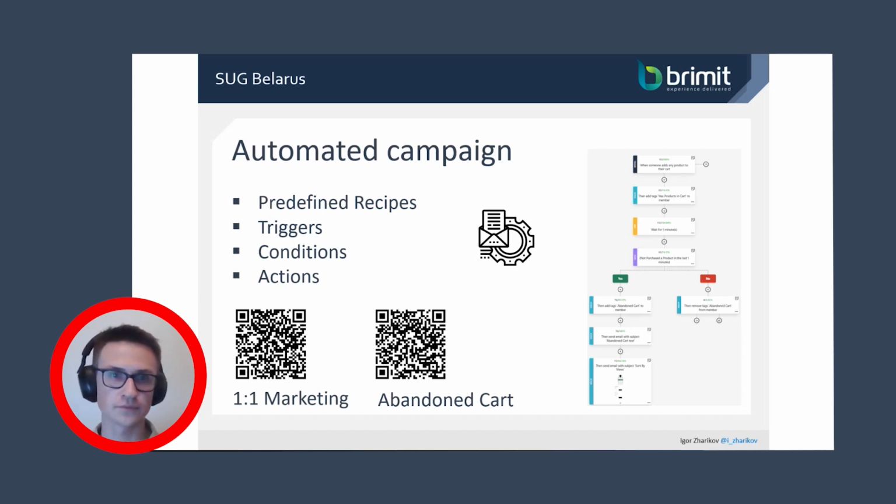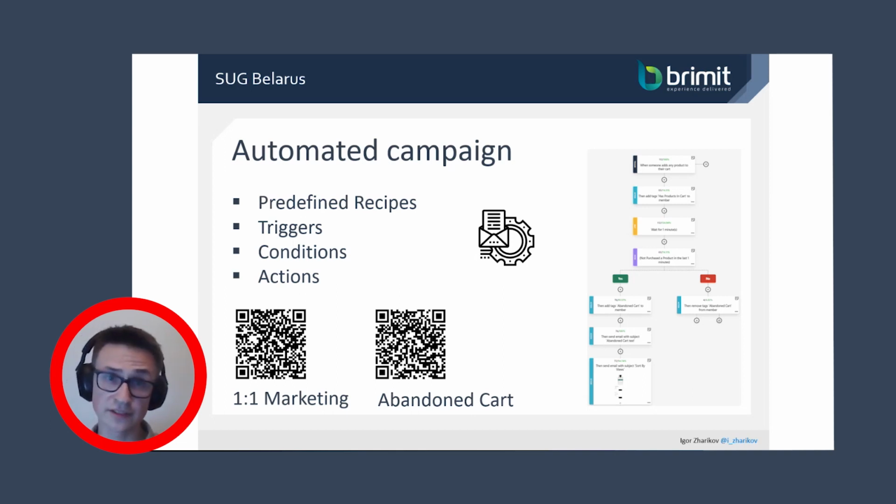For example, a recipient is added to the list to start some welcome automation, or a product is added to the shopping cart for abandoned cart automation. And conditions and actions. Actions is usually send the mail, or maybe change some recipient data, like add some tag or change some custom property value.